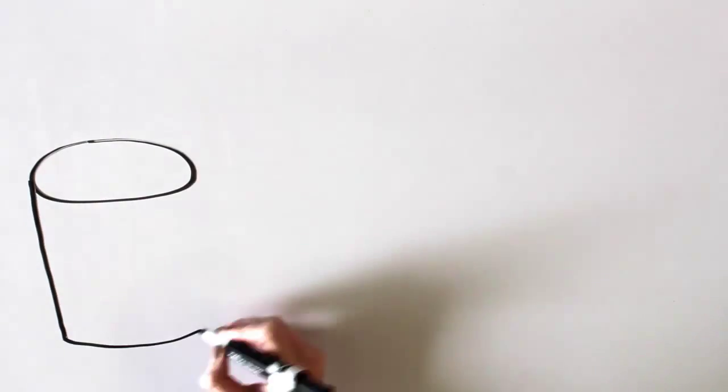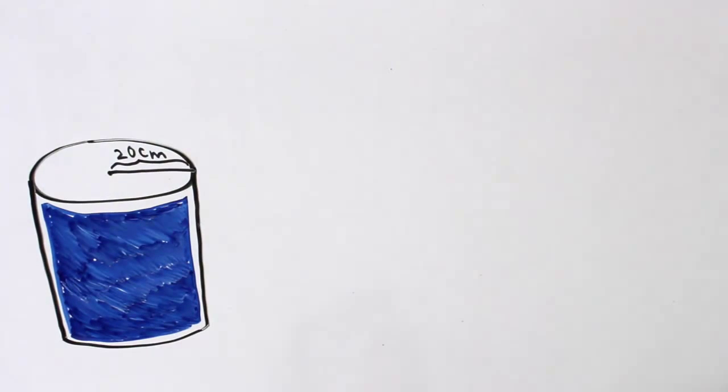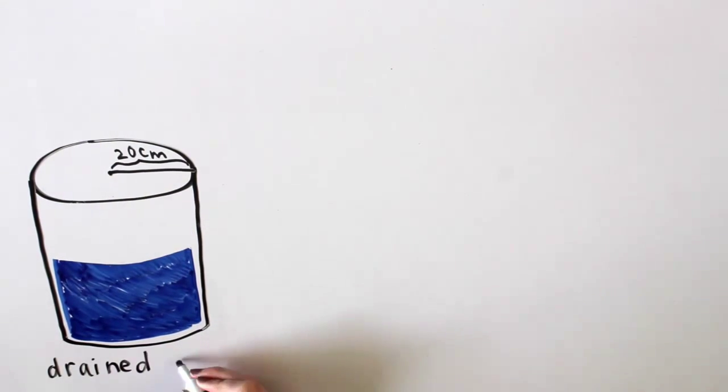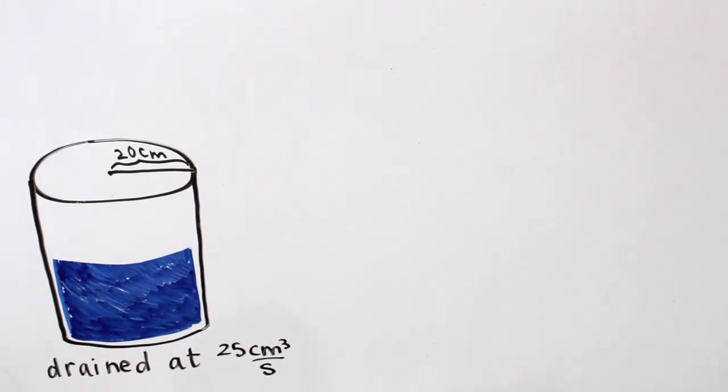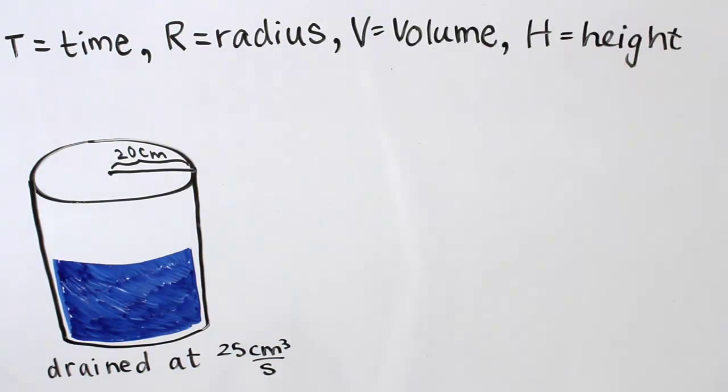Let's say that I have a cylindrical tank filled with water, and its radius is 20 centimeters. When the water is being drained at 25 centimeters cubed per second, how fast is the height of the water changing? Our first step is to determine our variables. Now I need to identify what we're given and what we're solving for.